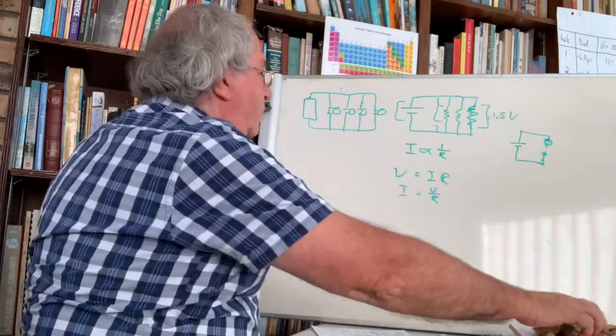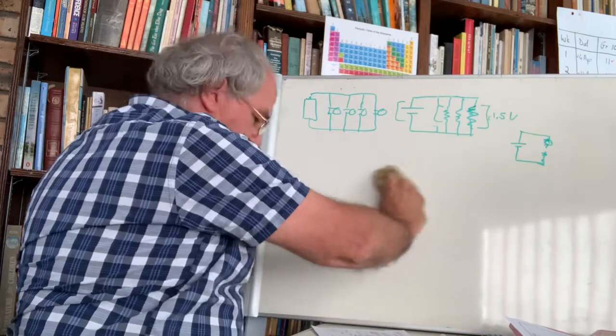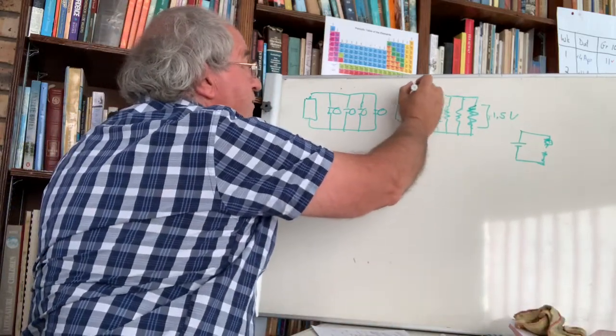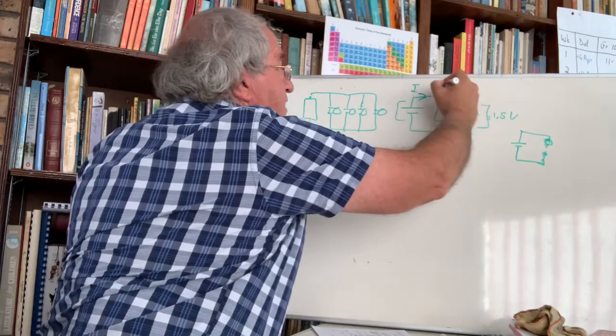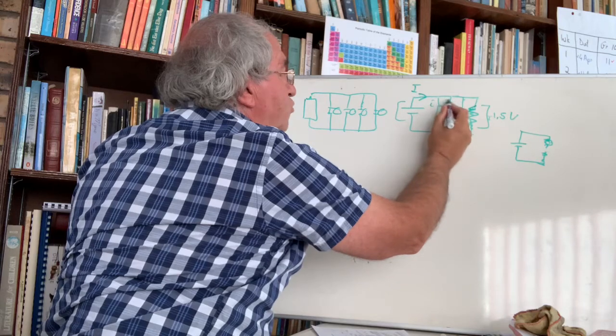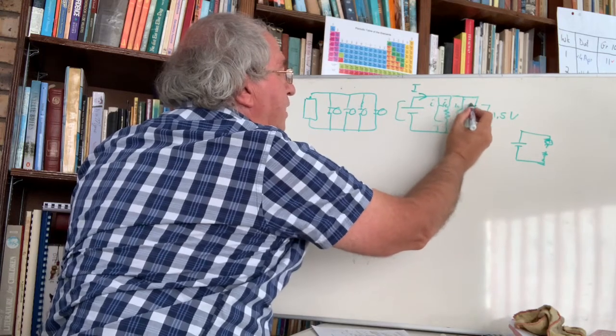A few facts about it. The current is divided. This big current that flows there is divided into a smaller current here, a smaller current I2, and an I3, I4.